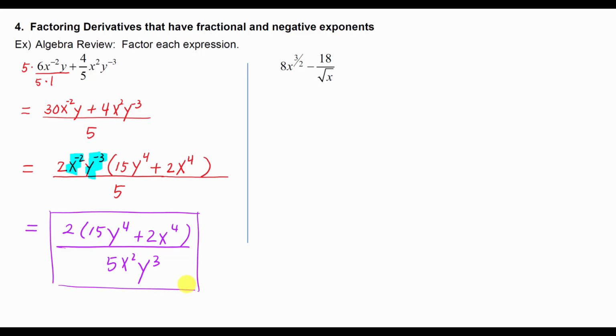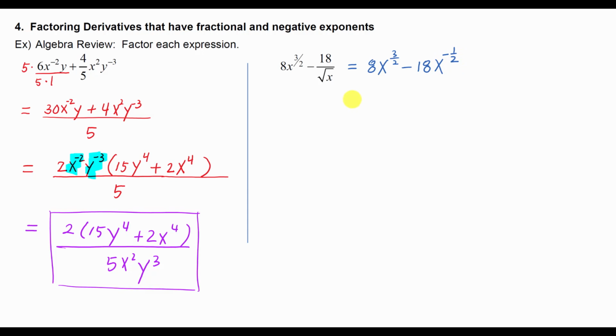Let's do the next problem. So any radicals or any powers in the denominator, we want to change it to a rational exponent or negative exponent to avoid the quotient. 8x to the 3/2 power minus 18 over square root of x. Let's rewrite this. This is equal to 8x to the 3/2 power minus 18 x to the negative 1/2 power, right?